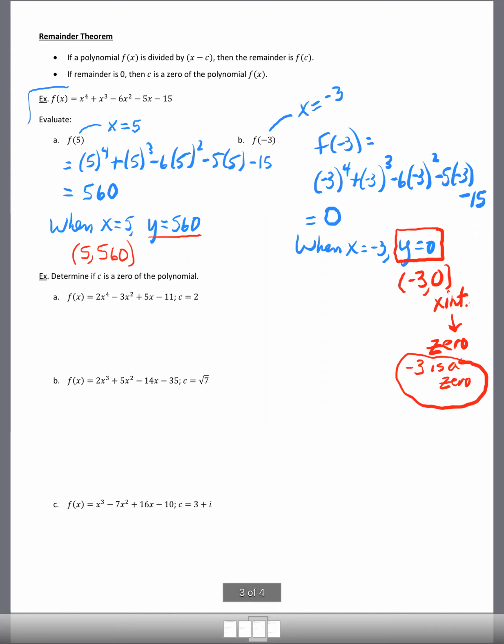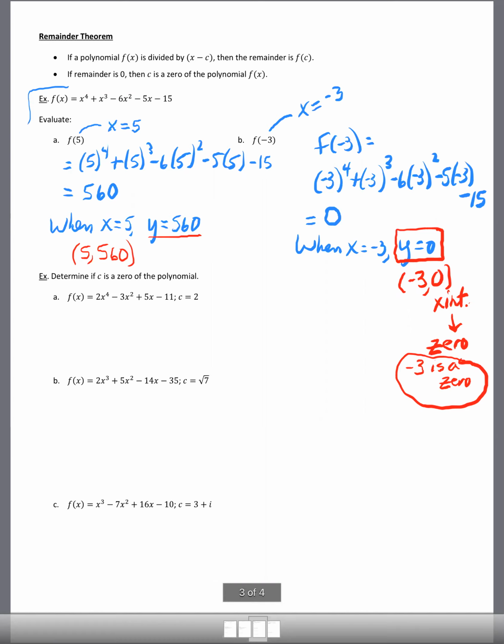So let's look at how they'll actually ask the questions to us. In this example here, it says determine if c is a 0 of the polynomial. You'll notice here that the c value is already calculated, okay? And so if we take the c value, one thing we can do, according to the remainder theorem, is take it in 2 different ways.